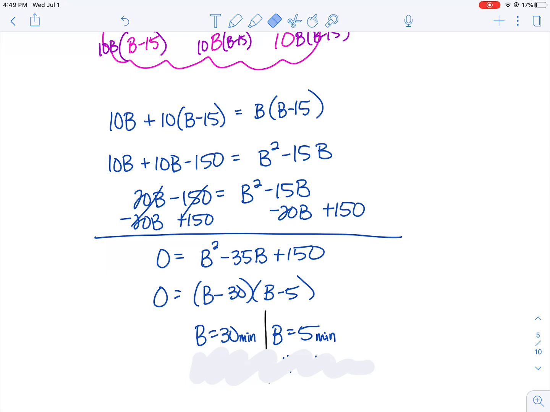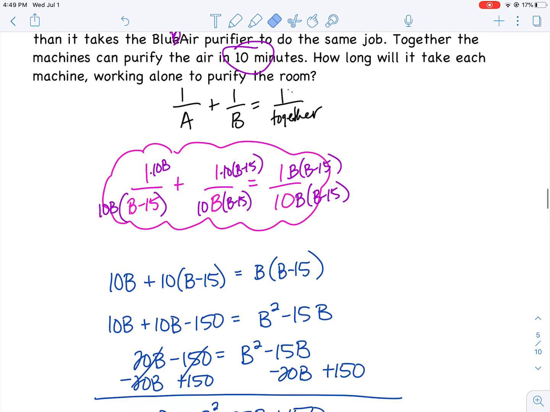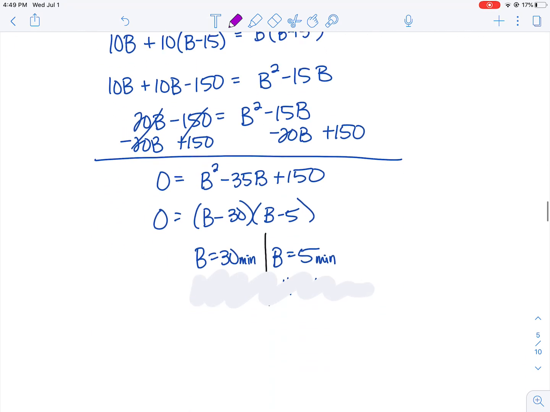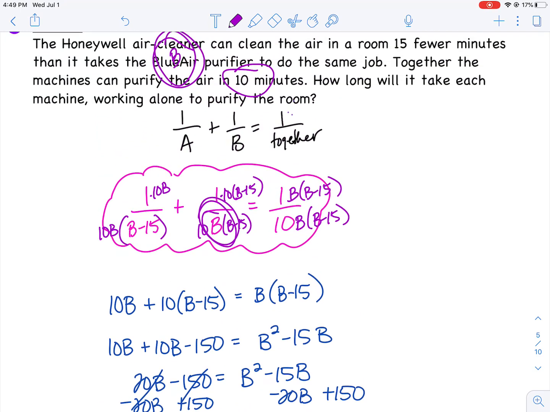Now let's talk about what it means though. Remember that b represented the time that it took Blue Air to do the job by himself, right? And since my units were in minutes, b equals 30 means it would take Blue Air 30 minutes to do the job by himself, or b equals 5 would mean that it would take Blue Air 5 minutes to do the job by himself, that cleaner. But remember, the question is also asking us for both machines.